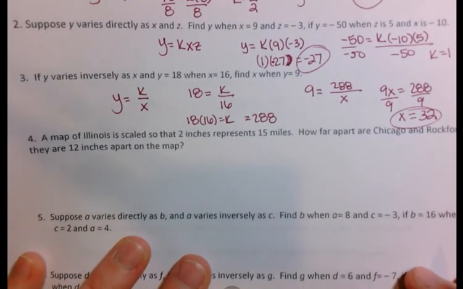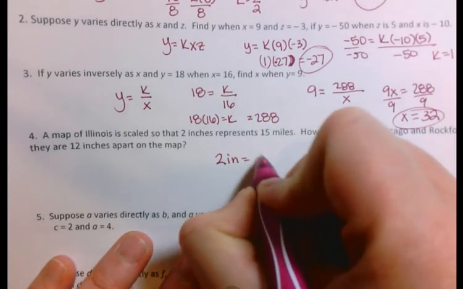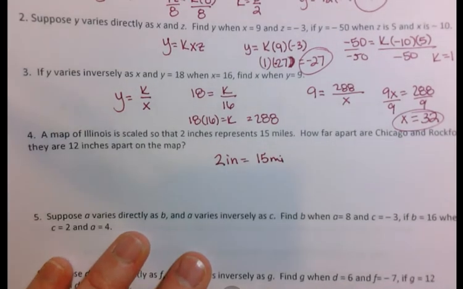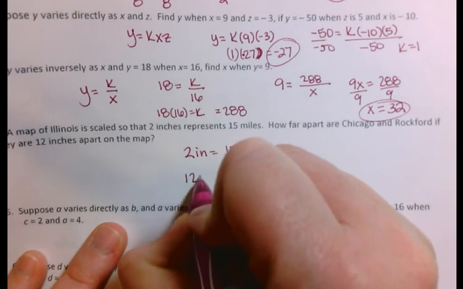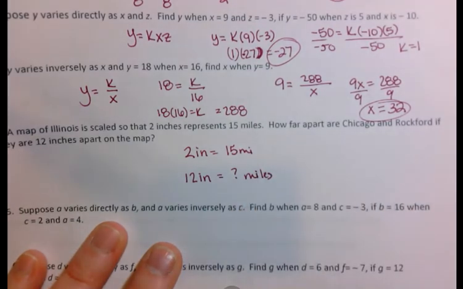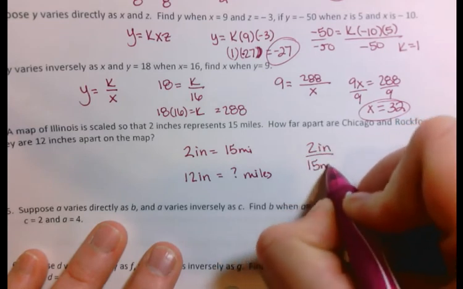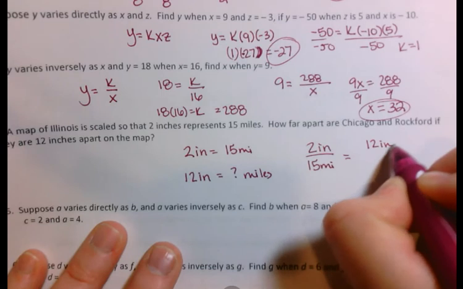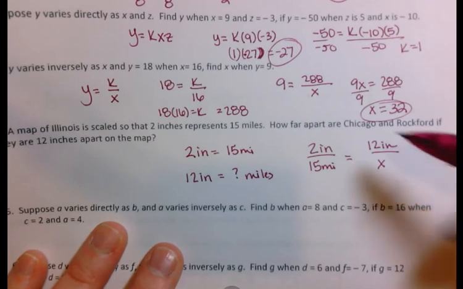The map of Illinois is scaled so that 2 inches represents 15 miles. 2 inches equals 15 miles. How far apart are Chicago and Rockford if they're 12 inches apart? So this is really more of an inverse variation or a scale factor. So 2 inches over 15 miles equals 12 inches over x miles. They are equivalent to each other. Cross multiply, divide.